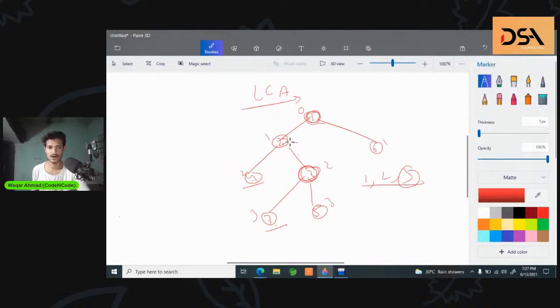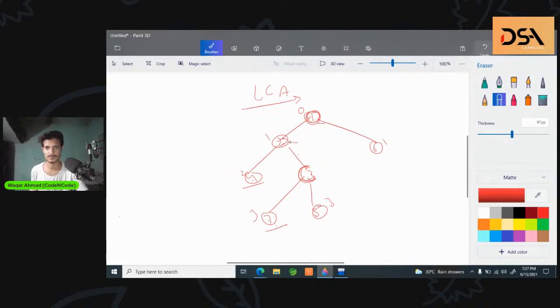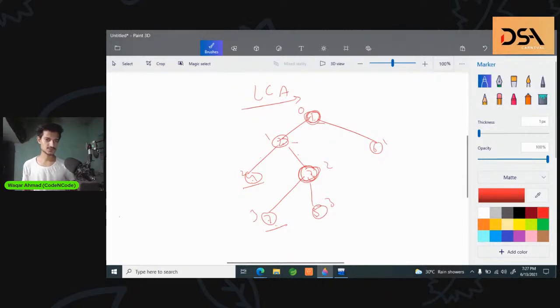Okay, so the question is how. I messed things up, so let's clear this up. So this is the tree. The question is how you will find the LCA. The most efficient way is to find it using binary lifting. Okay, binary lifting. I usually worry about the spelling because my vocabulary and spellings are usually not correct. Using this technique, you can find the LCA between two nodes in log n time.